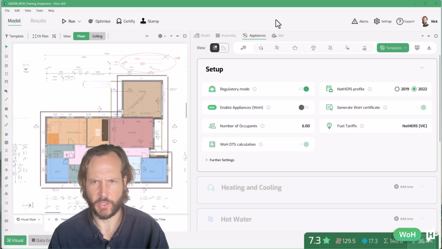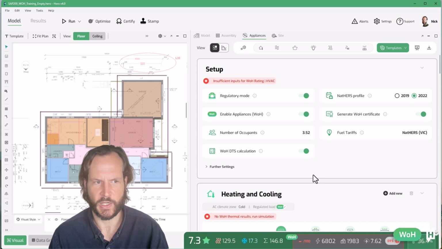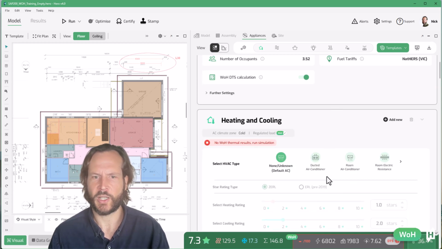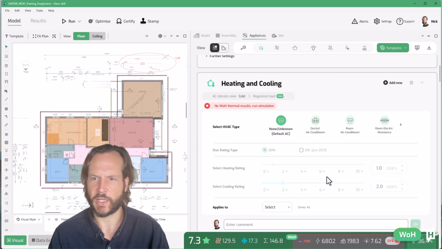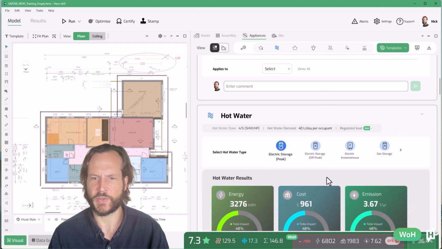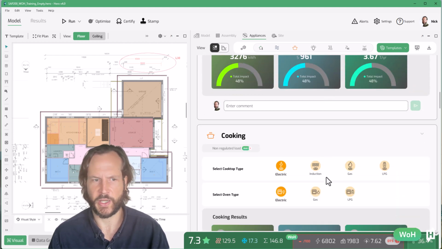Whole of Home in Hero is what we more broadly call appliances, and you can access it in the Summary View Appliances tab. To get started using appliances and Whole of Home, it's as simple as turning on the Enable Appliances Whole of Home setting here in the Setup section. When you enable appliances, you instantly get a range of default appliances created for you in the necessary categories.